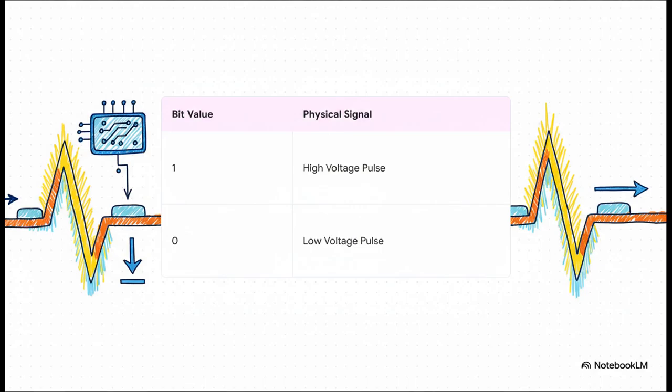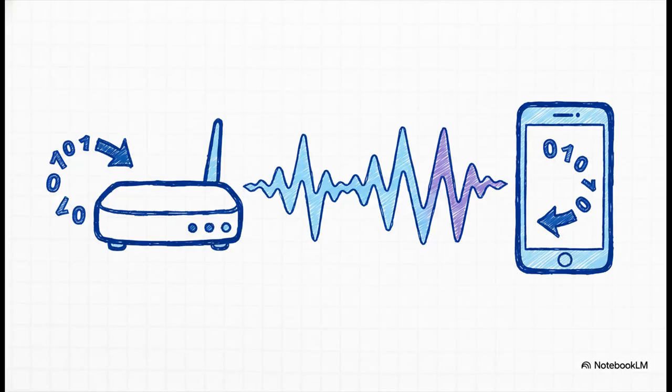For a copper wire, it's pretty simple. We just agree on a rule. A little zap of high voltage means 1, and low or no voltage means 0. Send a super fast sequence of those pulses, and you've got a message. And it's the exact same idea for wireless, just with a different medium. Instead of voltage, your router is translating those ones and zeros into different radio wave frequencies. Your phone picks up those waves and translates them right back into bits.